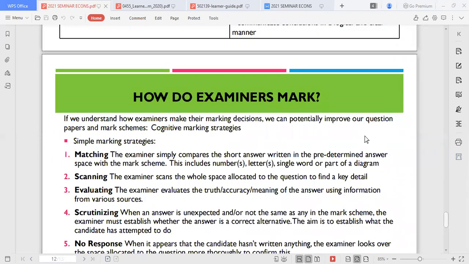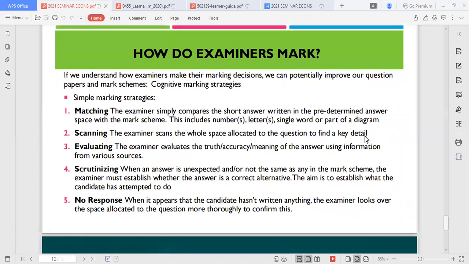And of course, we are going to look into how examiners mark. We are going to look into matching, scanning, evaluating, scrutinizing, and no response. Matching: the examiner simply compares the short answer written in the predetermined answer space with the mark scheme. These include numbers, a single word, and part of a diagram. Scanning: they will scan the whole space allocated to the question and find the key details. Evaluating: the examiner evaluates the truth, accuracy, and meaning of the answer using the information.